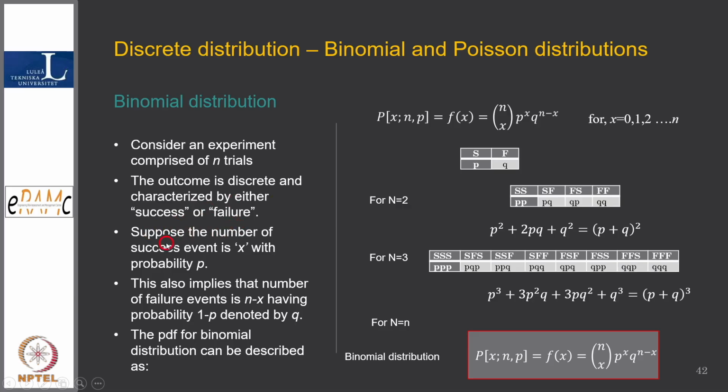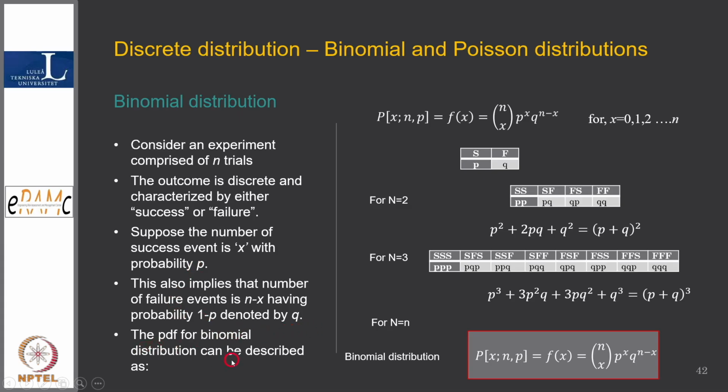Suppose the number of success events is x, with a probability p. Please notice this. Suppose the number of success events is x, that means 2, 3, 4, which cannot be more than the 7 we said, and the probability is P. Then this also implies that the number of failure events is n minus x. We are talking about the success domain, so the failure domain will be n minus x, having probability 1 minus P, because we are talking of P as the success probability. So 1 minus P will be the failure probability, denoted by Q.